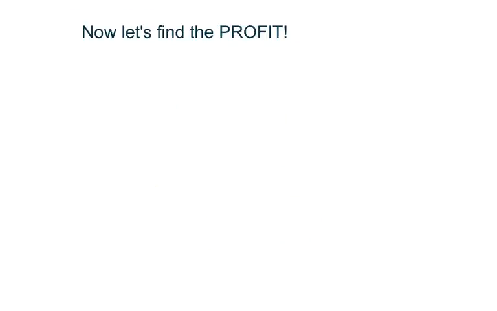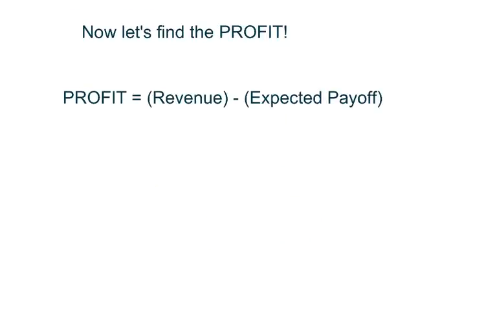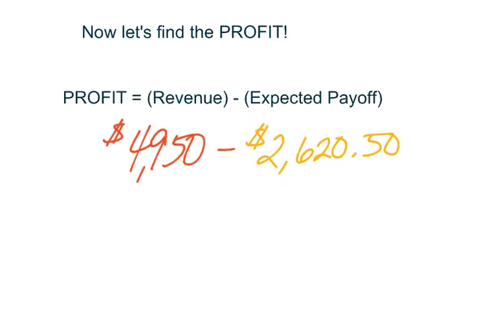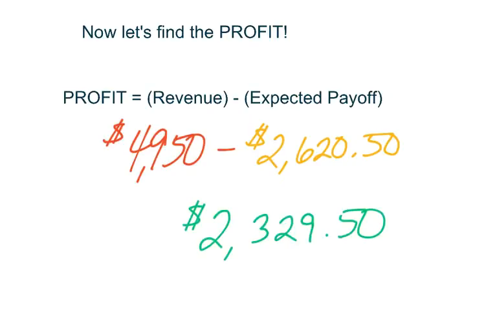Now we can find profit. Profit is the revenue minus the expected payoff. Our revenue is $4,950 minus our expected payoff, $2,620.50, which gives us an expected profit of $2,329.50. All right, ladies and gentlemen, that's expected profit.